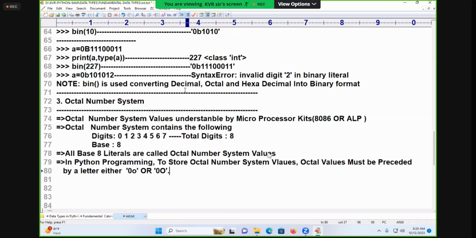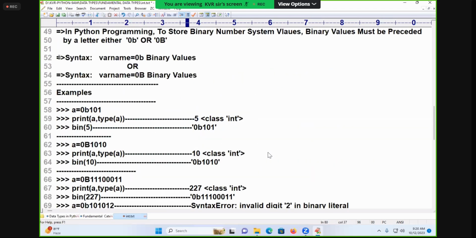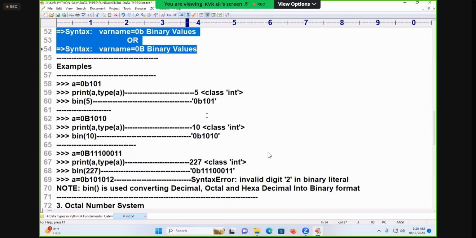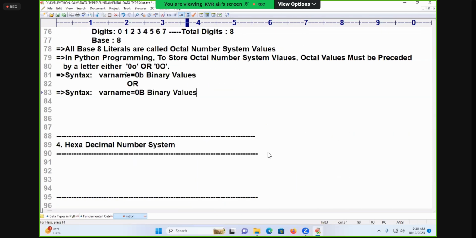And what is the syntax, sir? The syntax is very, very simple. Same as before. I'll come back to this area and observe it. Variable name is equal to what? 0o followed by which value? An octal value. And here 0 capital O is called what again? Yes, octal values. Now we will go for the example.